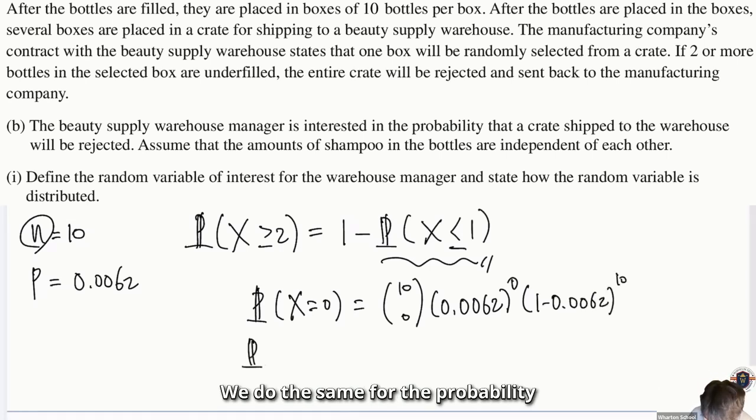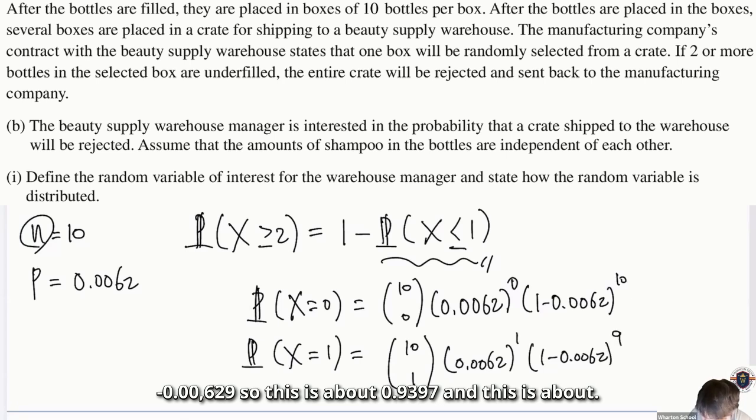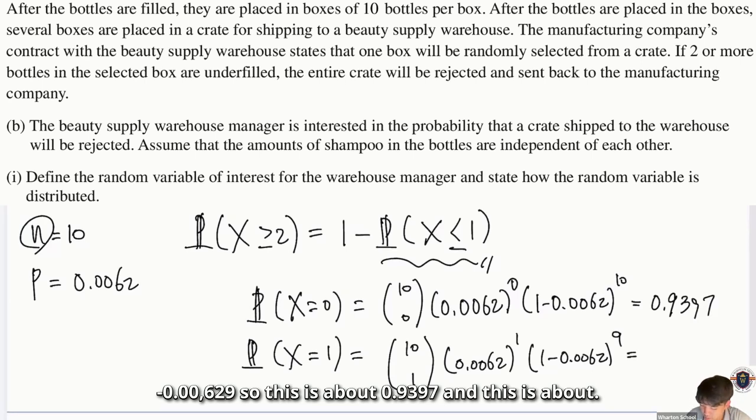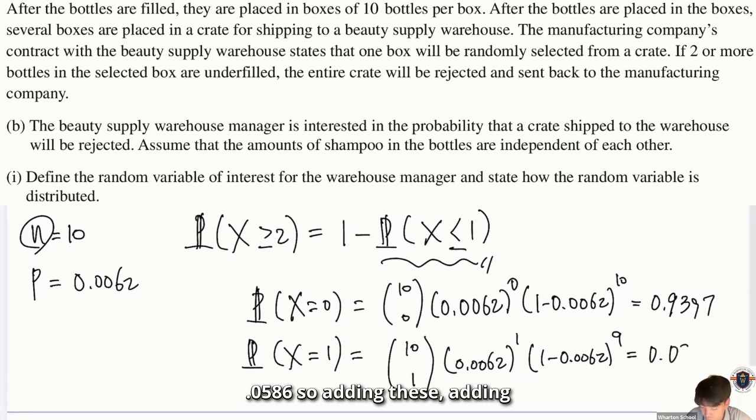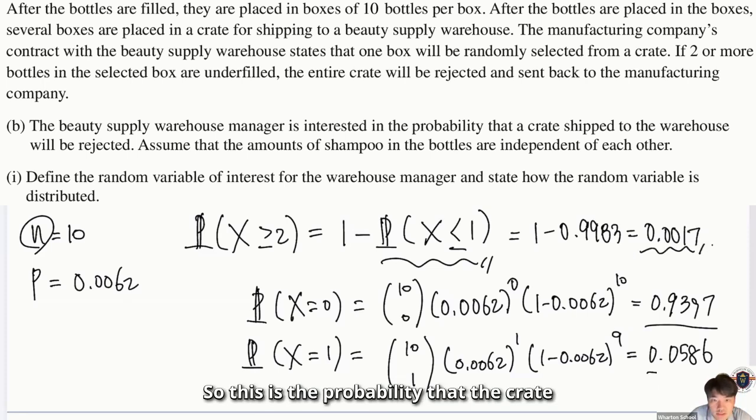We do the same for the probability that the number of underfilled bottles is 1. We choose 1 from 10, times 0.0062 to the first power, times 1 minus 0.0062 to the 9th power. The first is about 0.9397, and this one is about 0.0586. Adding these two gives about 0.9983, so 1 minus that gives us 0.0017. This is the probability that the crate will be rejected by the warehouse manager.